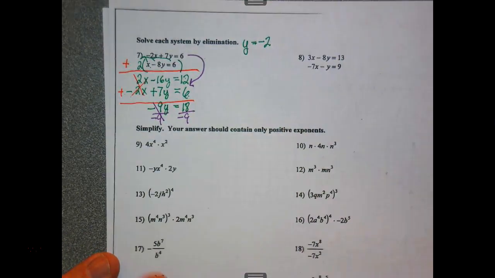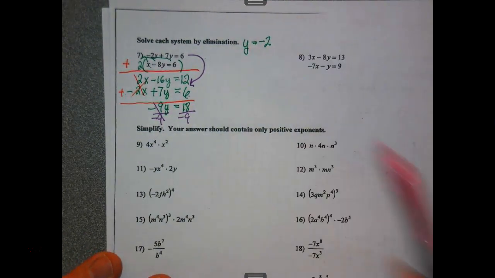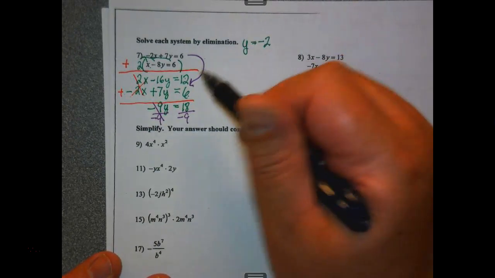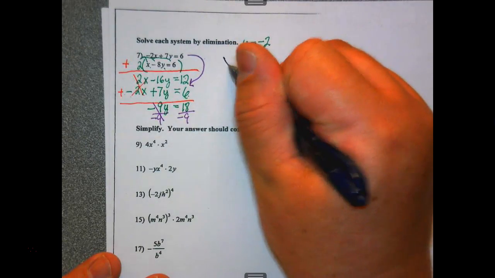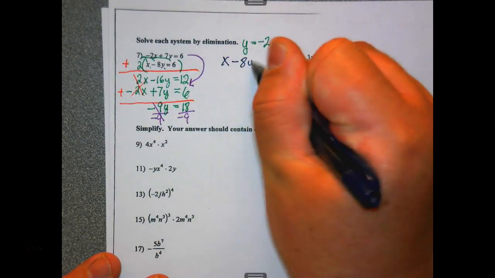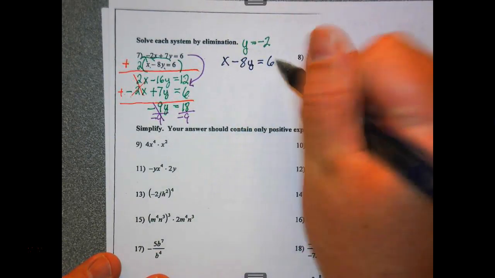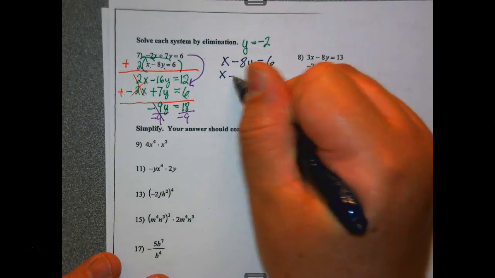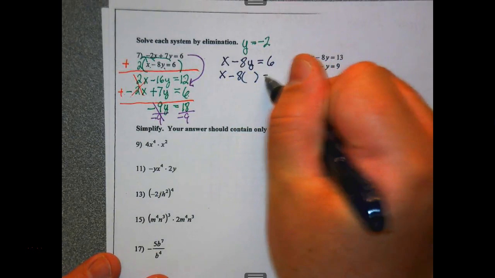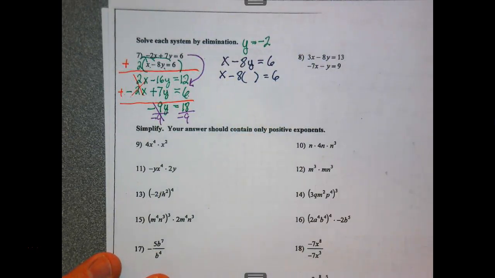Okay, go back and pick one. I'm going to pick the original bottom one. So I have x minus 8y equals 6. We know what y is, negative 2. So I'm going to substitute in negative 2.